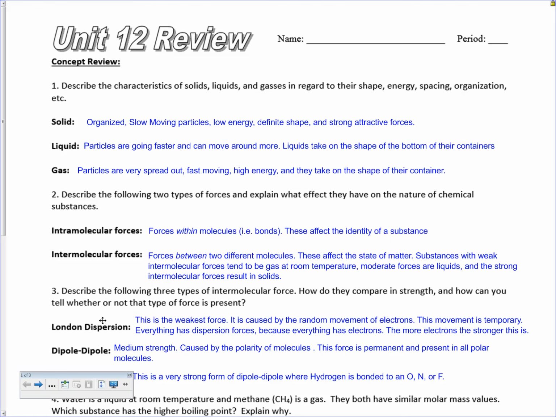Gases, particles very spread out. That's true for all gases. Fast moving, this would be if we are comparing different states of the same substance. So gases are faster moving than liquids if we're talking about the same substance. High energy, also talking about if we have the same substance there. All gases take on the shape of their container, so they fill it completely.